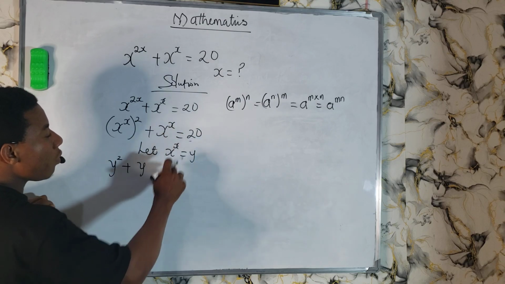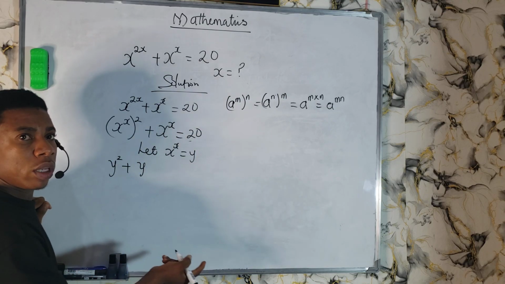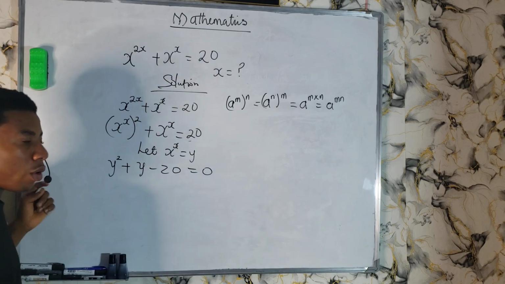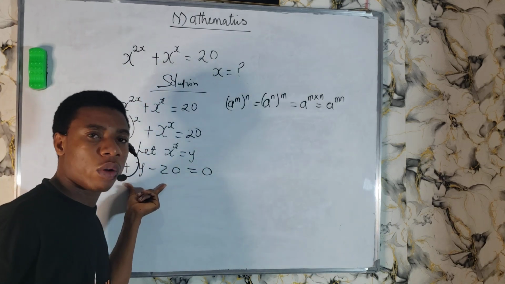Now I'm going to bring this to my left hand side, and it's going to turn to minus, right? Minus 20. Then I equate it to 0. Of course, you see that this is a quadratic equation logically.